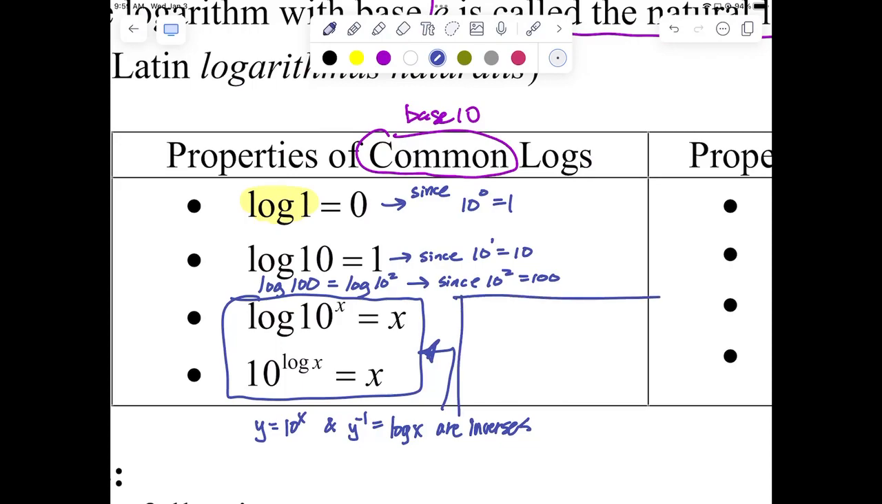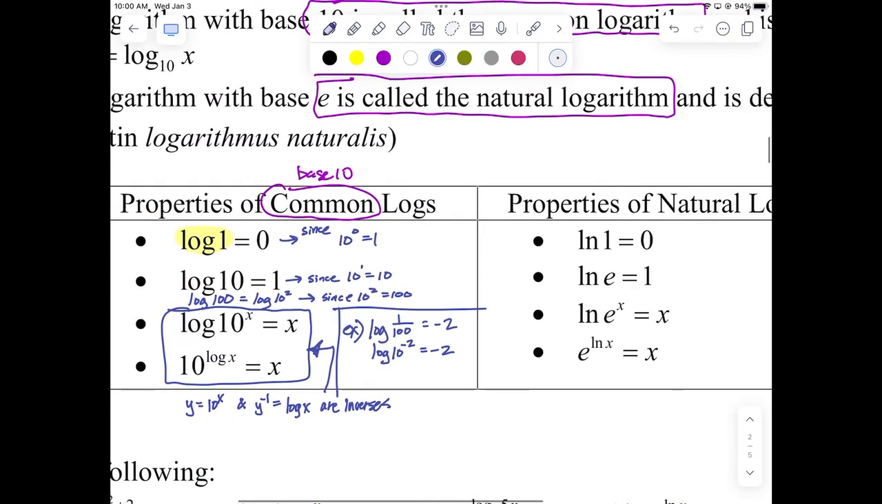Let's try an example right here. Let's squeeze one in. What would log of 1 over 100 be? Negative 2. Everyone agree? Negative 2. Yeah. Because 10 to the negative second is 1 over 100. Good. You got the idea. You could write that as log base 10 of 10 to the negative second. Okay, good. Now, the same exact properties work when we switch bases from base 10 to base e.